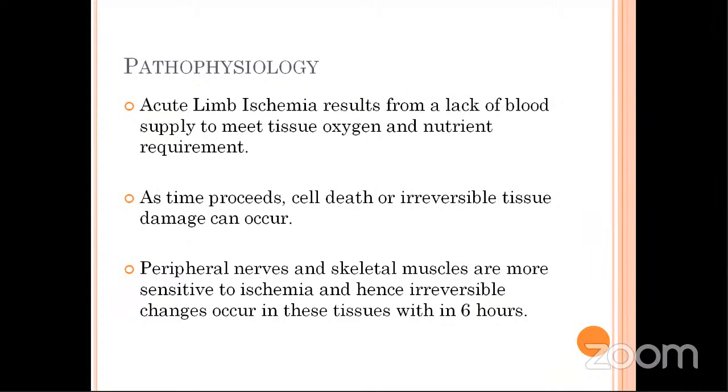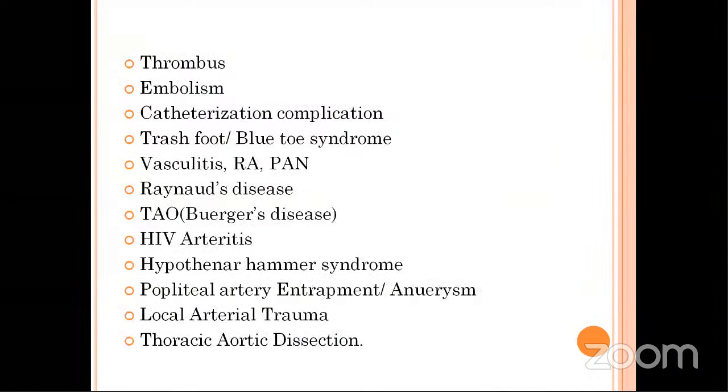Peripheral nerves and skeletal muscles are more sensitive to ischemia, and hence irreversible changes occur in these tissues within 6 hours. So these are the most common disorders which can lead to arterial occlusion, such as thrombus, embolism, catheterization complication, trash foot or blue toe syndrome, Raynaud's disease, TAO, HIV, arteritis, etc.